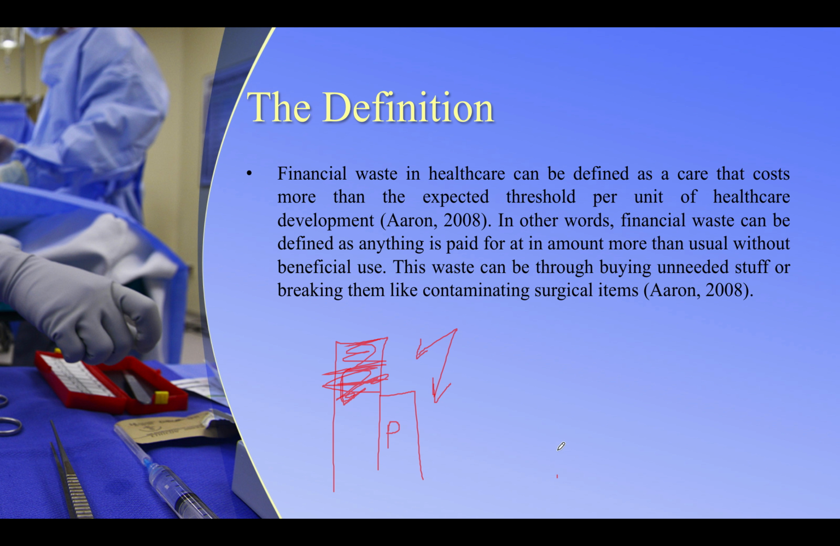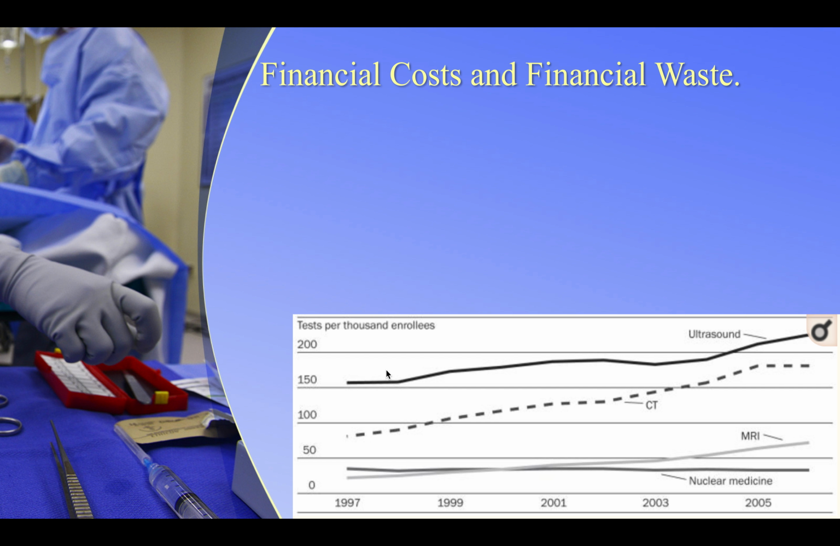So the correct thing is that either the profit is higher than the costs, or at least it equals, but it shouldn't be this way. Financial cost and financial waste.